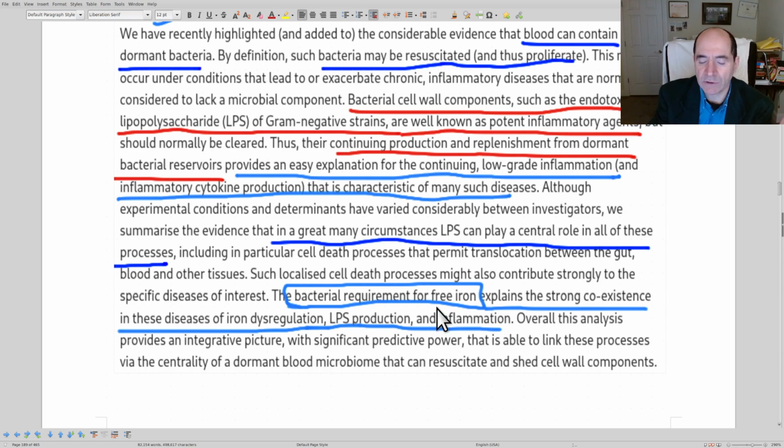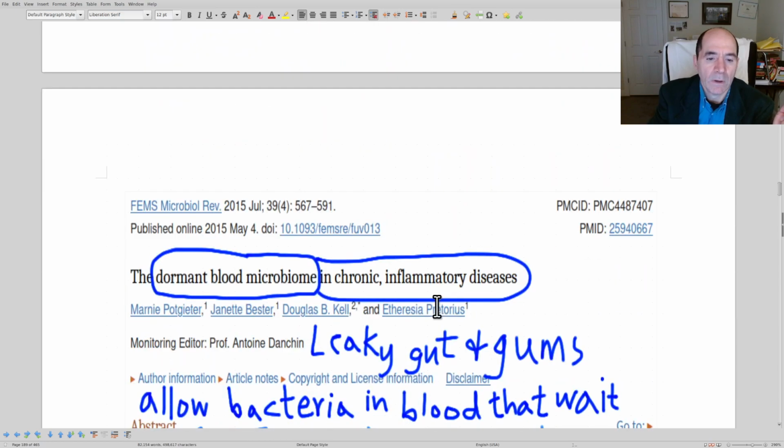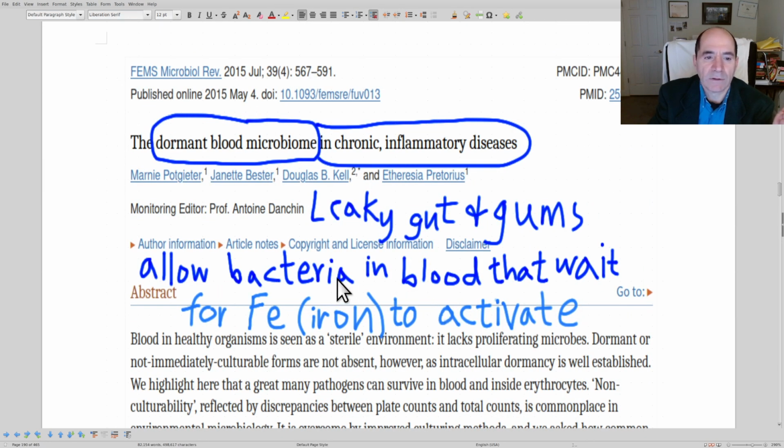And so is, like I just referred to, this amyloidogenic clotting, transforming proteins from their normal alpha helix configurations to beta-pleated sheets, where they become large, precipitate out of solution, and start to push on other things and potentially propagate themselves. That's a big deal. Okay, another paper by Douglas Kell and Etheresia Pretorius, the dormant blood microbiome. So this is another key point.